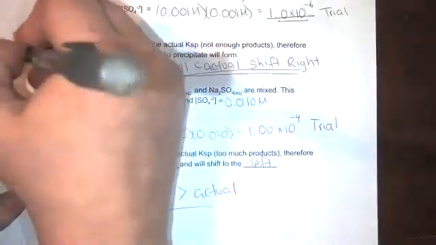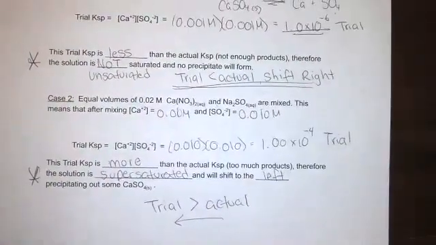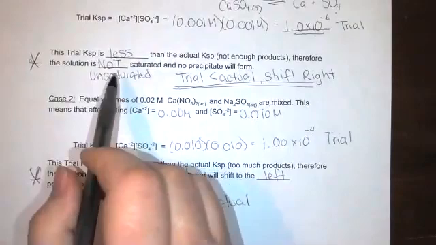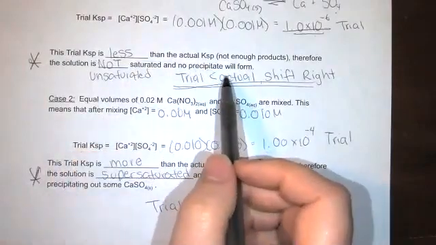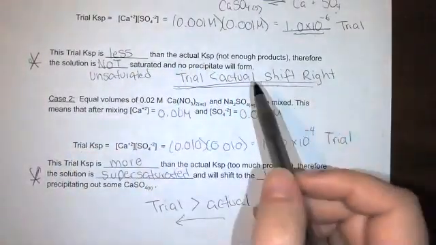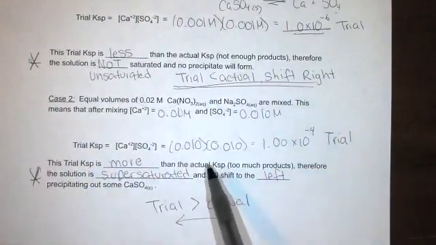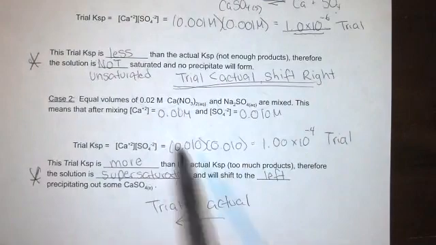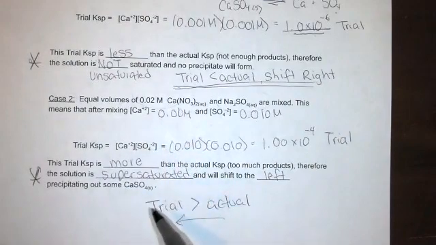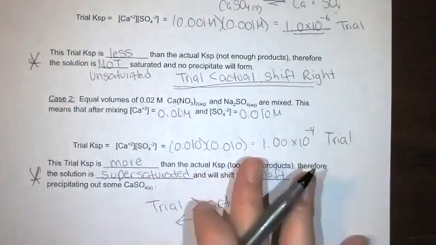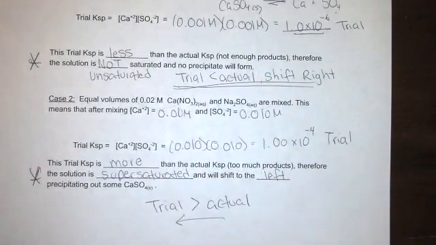So understand these two conditions. What it means when our trial KSP is less than the actual amount: no precipitate will form, it will continue to dissolve. And if our trial KSP is more than the actual, it will have to shift left since it is supersaturated and will form a precipitate. If it is equal, it is completely a saturated solution, so also no precipitate will have occurred, but it is the maximum amount that can dissolve. We are at true equilibrium.